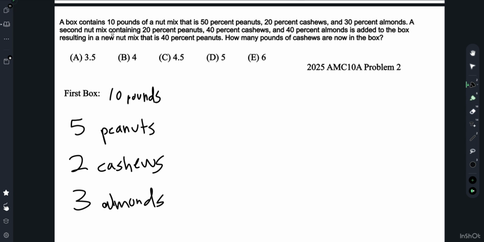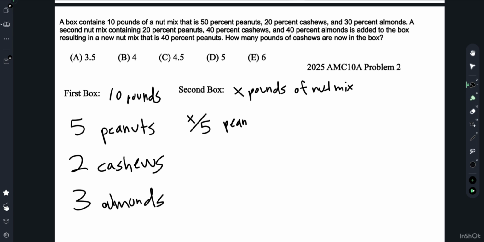And now it says there's a second nut mix containing these. So let's take the second box right here. This is the second box. We don't know how many pounds of nut mix are in the second box. So let's assume there are X pounds of nut mix in the second box. So that would mean if there are 20% peanuts, 20% is 1/5. 1/5 of X would be X over 5 pounds of peanuts.